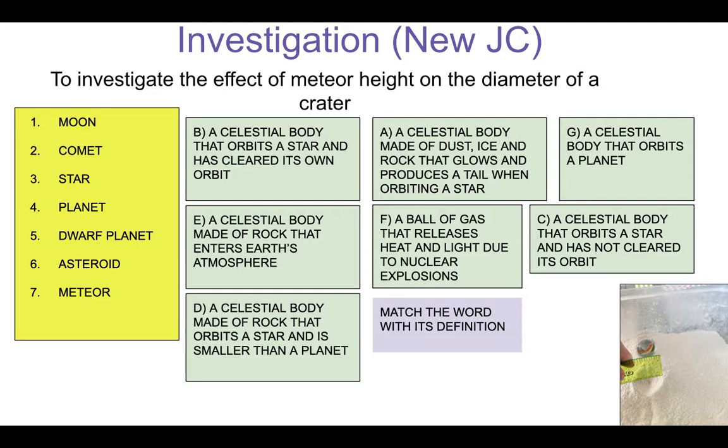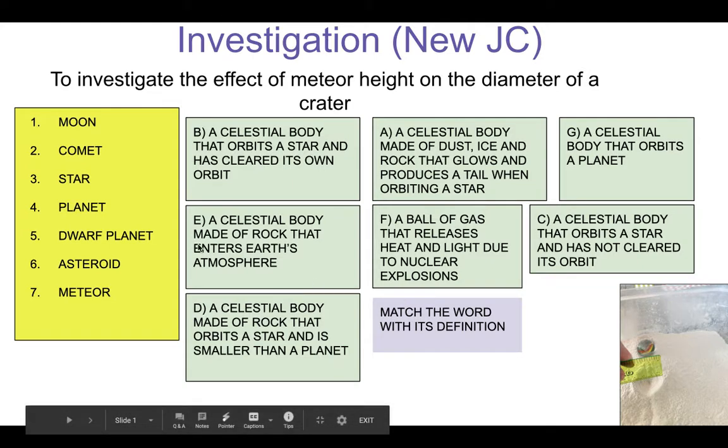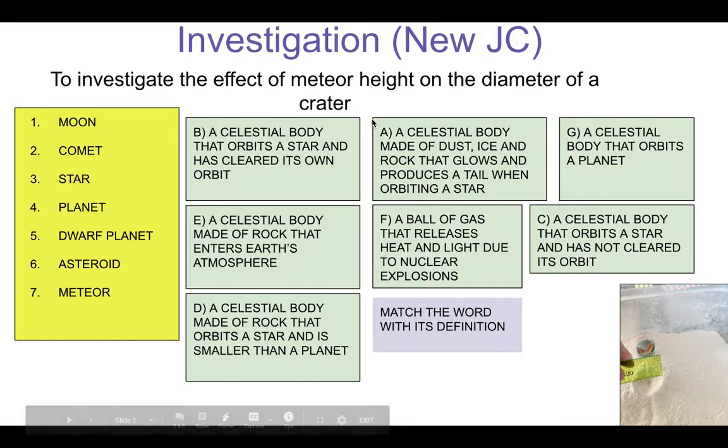Okay, so for this, before you start, really, you should be able to do a few of these matching activities. So if we look here at this, for example, you have to match the definition with the word. So if I look here, for example, F, a ball of gas that releases heat and light due to nuclear explosions, which would be the best match for that? Well, a meteor doesn't give out heat and light. Okay, so and due to nuclear explosions, it definitely wouldn't be that, or that. It is a star. Okay, so a star matches here with this definition here.